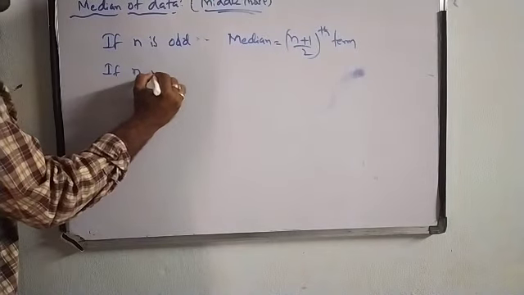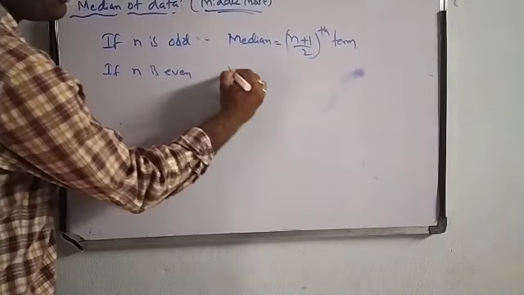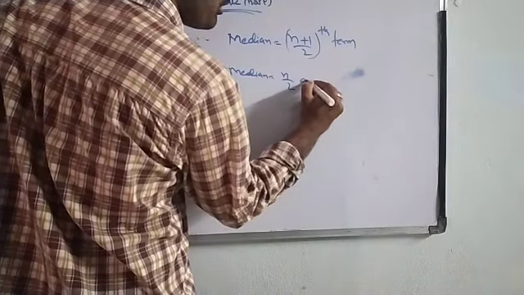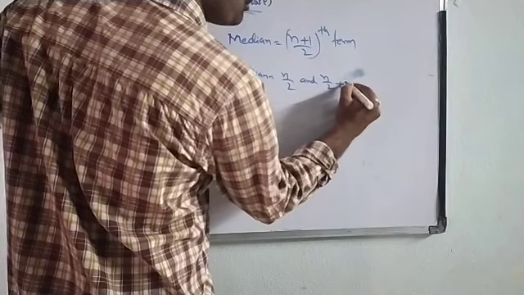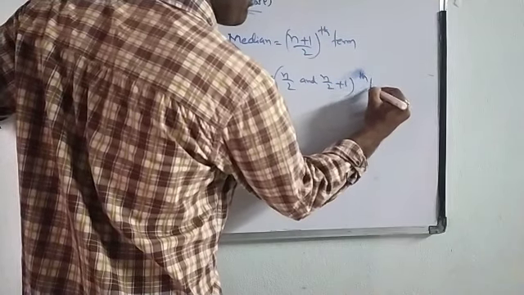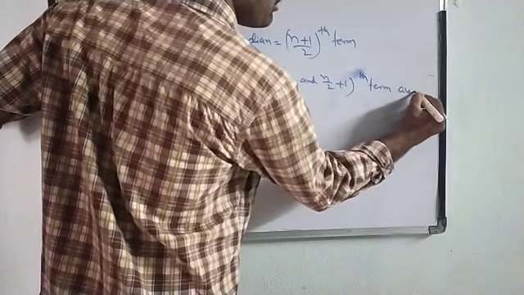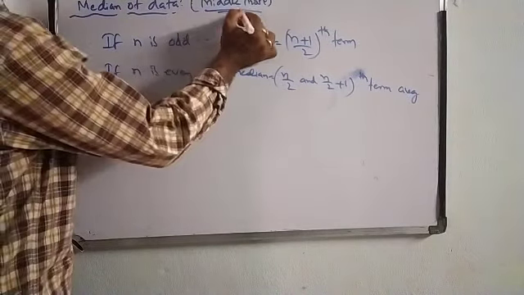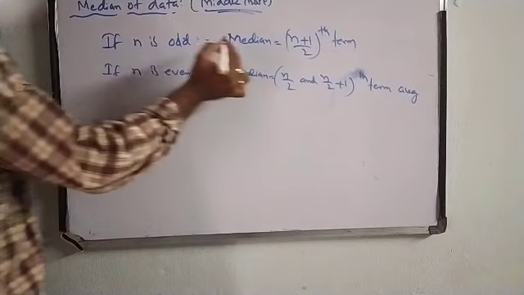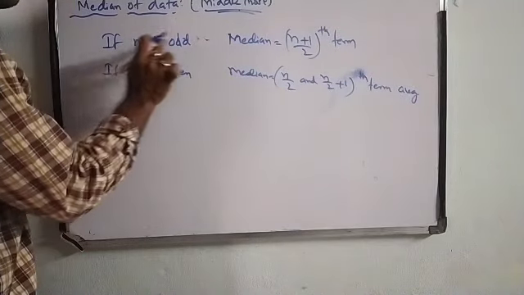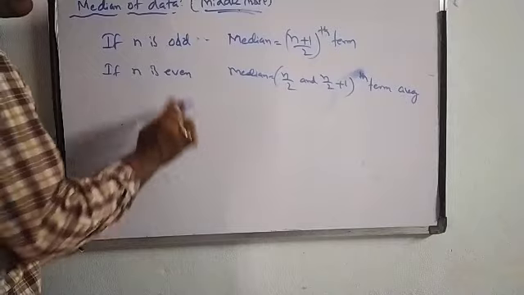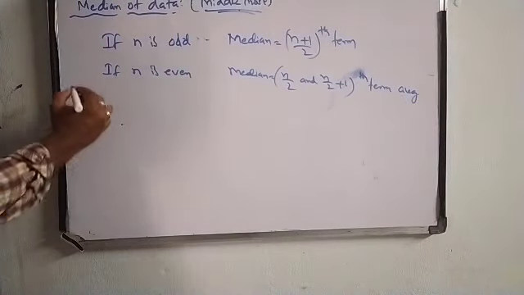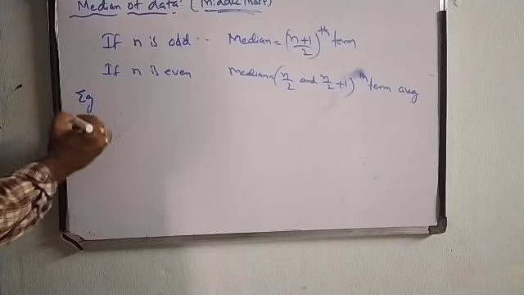So if n is even, median is given as n by 2 and n by 2 plus 1th term average. So these are the 2 points. Of course, we can point out the middlemost value, but in order to do the procedure, we have to follow these formulas. If n is odd, n plus 1 by 2th term. If n is even, n by 2 and n by 2 plus 1th term average. So let us take an example to understand this.